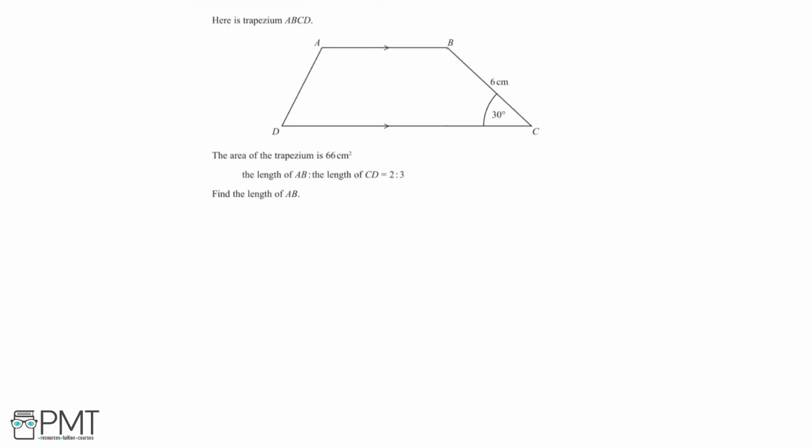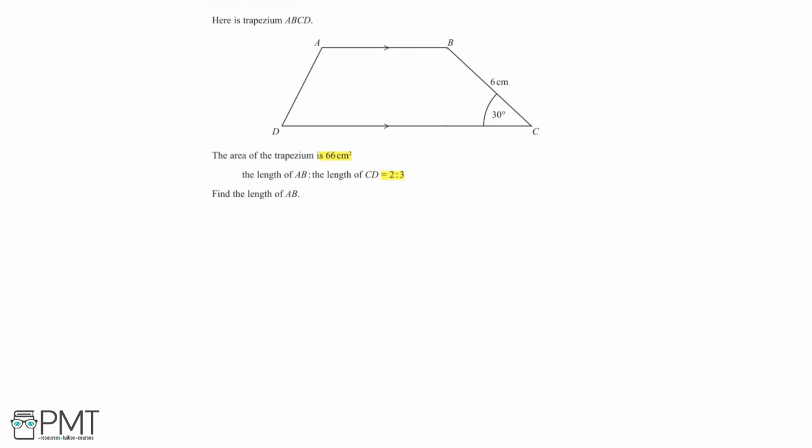In this question, we're given a trapezium ABCD. We're told that the area of the trapezium is equal to 66 centimeters squared. And we're also told that the ratio of the length of AB to the length of CD is equal to 2 to 3. We need to find the length of AB.